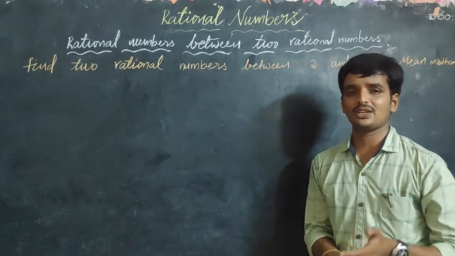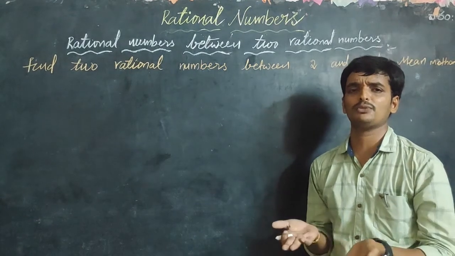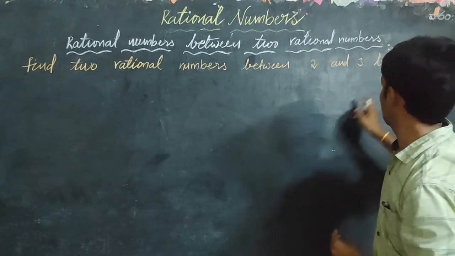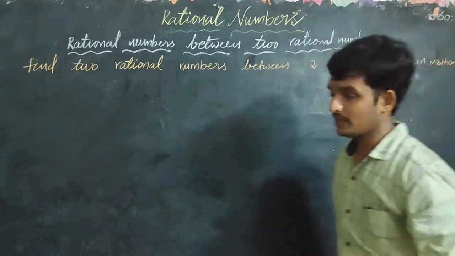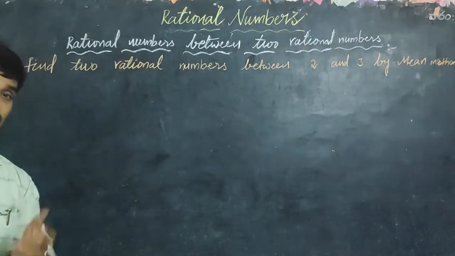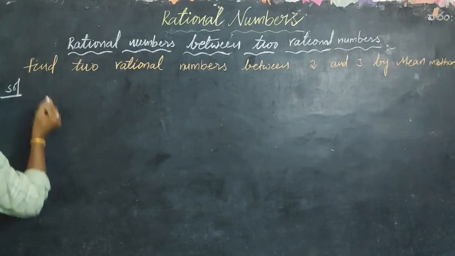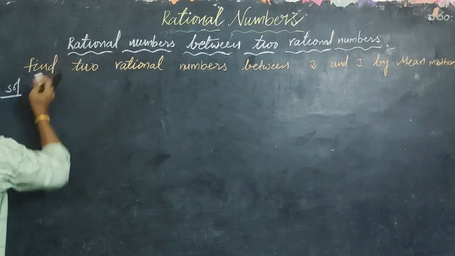So, if you know the answer, you can write directly. That is 2.1 and 2.2, or 2.4 and 2.5. But in the question, they are giving the mean method. We have to find the two rational numbers between 2 and 3 by mean method. How can we solve this? They are giving the numbers, the given numbers.